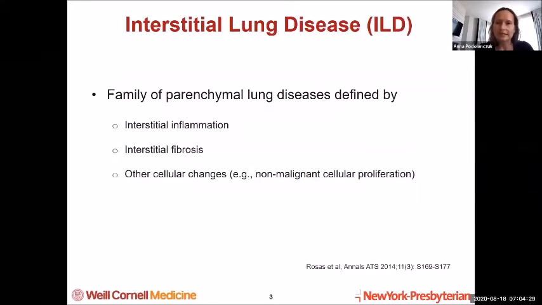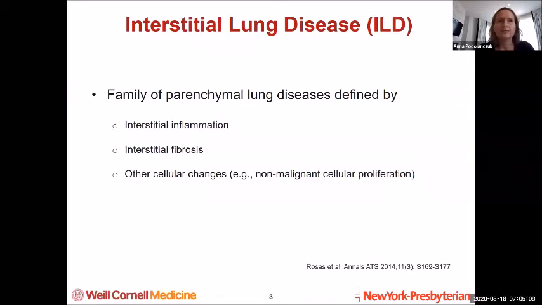So interstitial lung diseases, or ILDs, are a family of parenchymal lung diseases that are defined by interstitial inflammation, interstitial fibrosis, or other cellular changes, such as non-malignant cellular proliferation. And this is to differentiate interstitial lung diseases from the other groups of lung diseases that we see in the world of pulmonary medicine, such as airways diseases like asthma and COPD, pleural diseases, as well as infections and malignancies. So this is kind of everything else, also separate from vascular diseases.